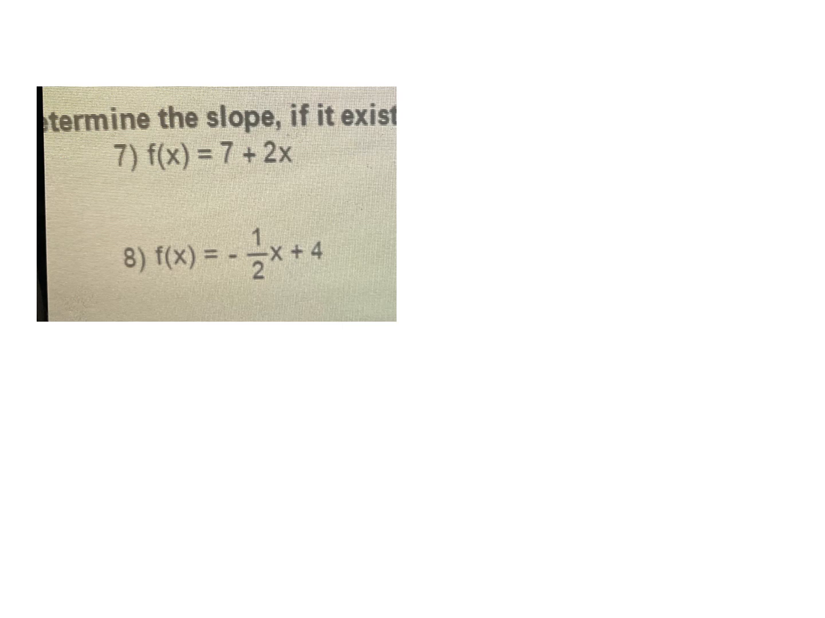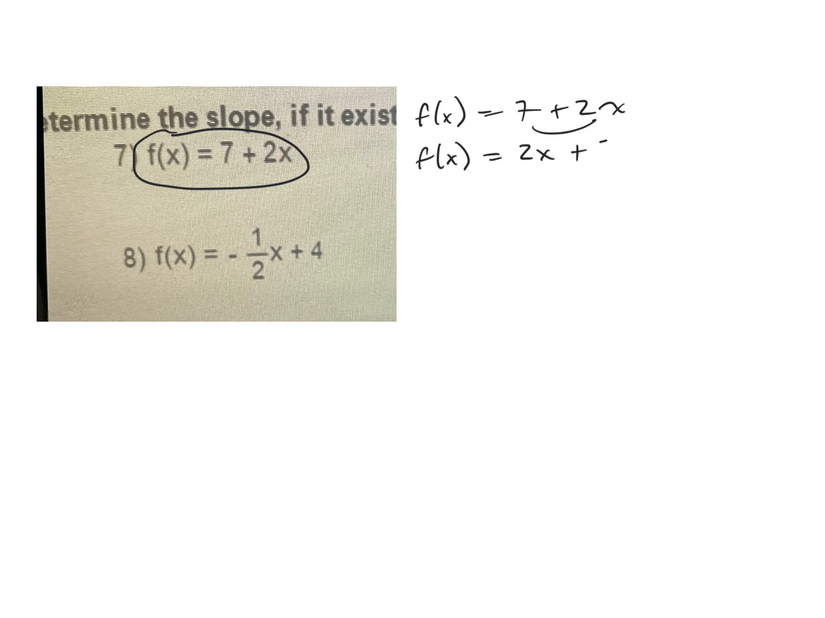All right, here's two questions that are looking about linear functions. So the first one is saying determine the slope. So they give us this function. It's written as f of x equals 7 plus 2x. Typically we write that differently. We change the order of these just to make sure it's written in descending order.